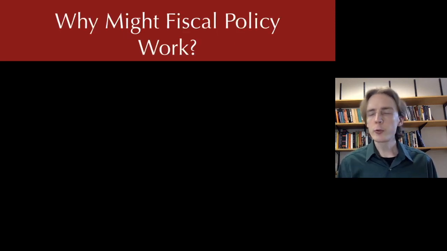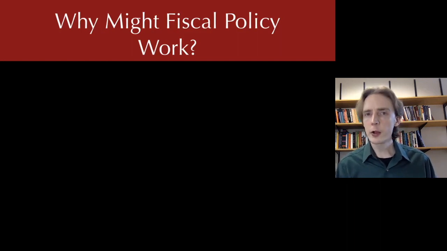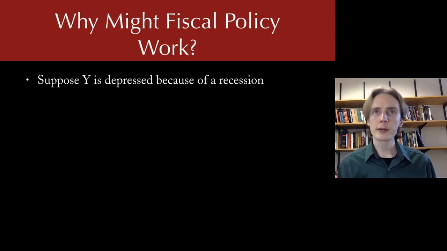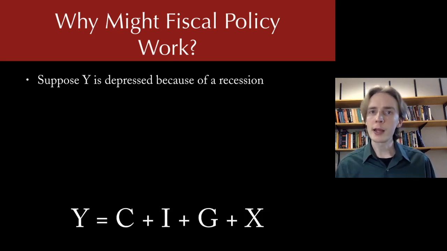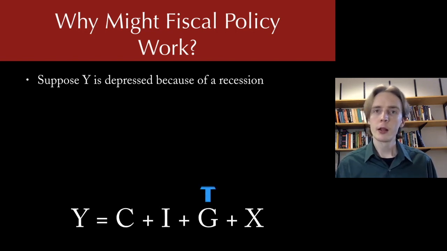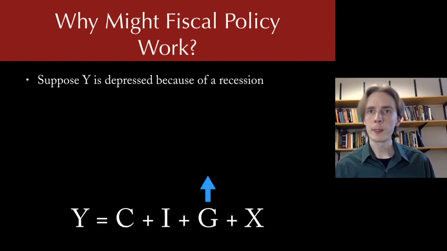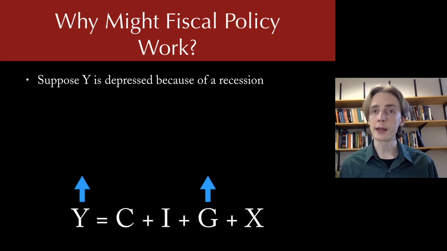Now, why would we imagine that fiscal policy could be a thing that works? Well, the theory goes this way. Suppose that nominal output is depressed because of a recession, and we want to raise nominal output. And so we start with our GDP buckets equation, our Y equals C plus I plus G plus X. The idea goes that if we raise G, all else equal, we would like to raise Y in addition. And ideally, this is going to get us out of a recession.